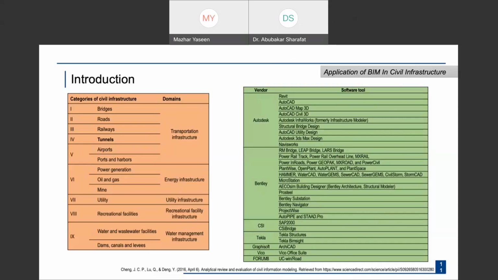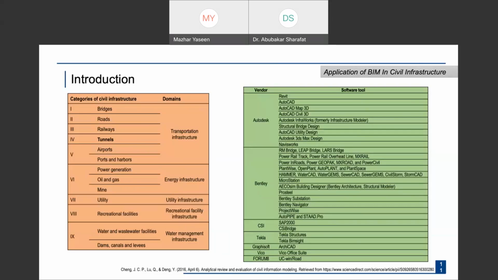When we talk about different civil infrastructure categories, you know about bridges, roads, tunnels, and airports, which we already discussed. This will be more focused on category number 4, which is tunnels, placed more in the transportation infrastructure part. When we talk about the application of BIM in civil infrastructure, there are vendors providing different types of software tools with which we can develop BIM for any infrastructure, including civil infrastructure. Generally, these are the more famous ones.